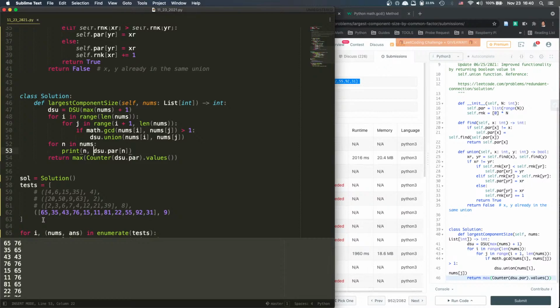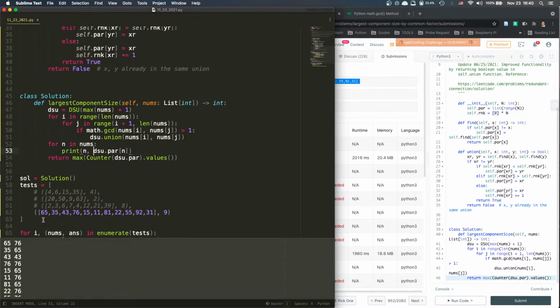65 unions to 76. That's fine. So 35, that's right. Let's give us a union. So 35, 65, 35, right. So 65, 35, 55, right. And 55 has 11, so we will have 22 in it. Because we have 22, we'll have 92 in it. And 76 will be in it.